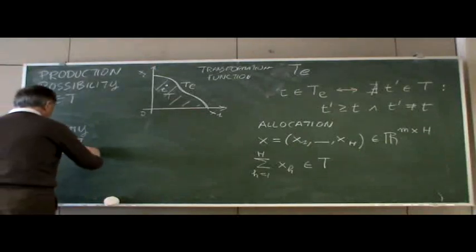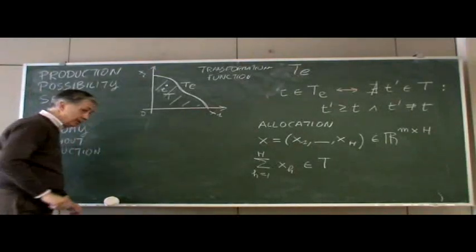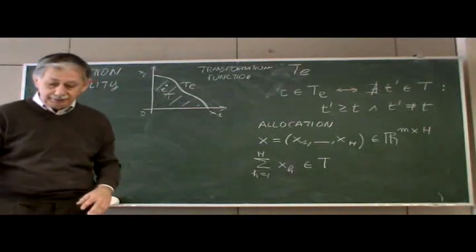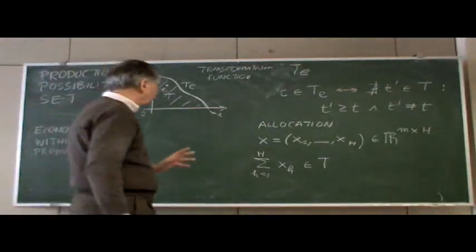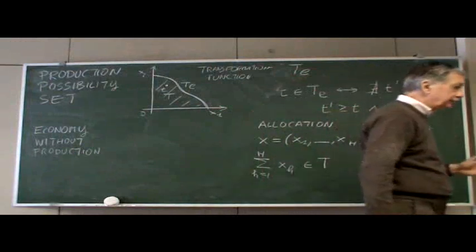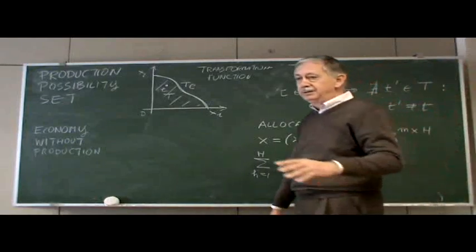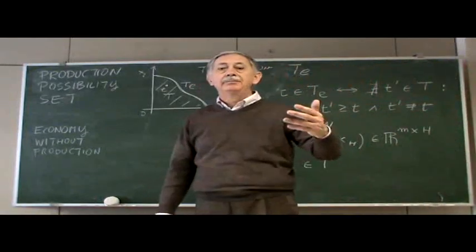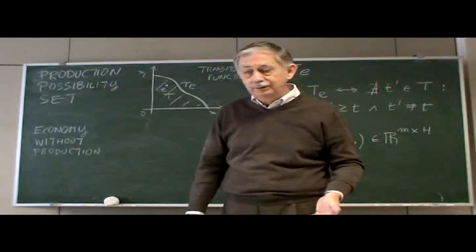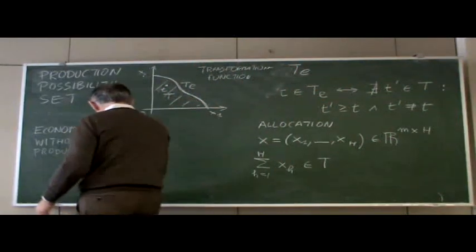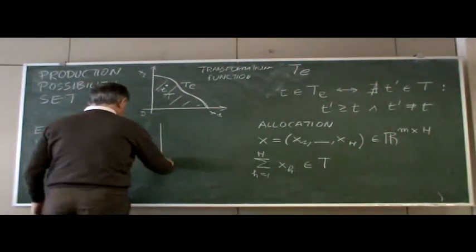Simply, it is an economy in which no firm is able to produce any good. However, it is possible that the firm can destroy some good. For example, consider the following case.